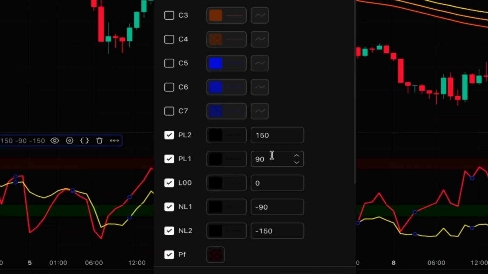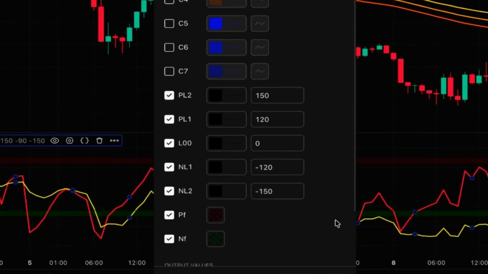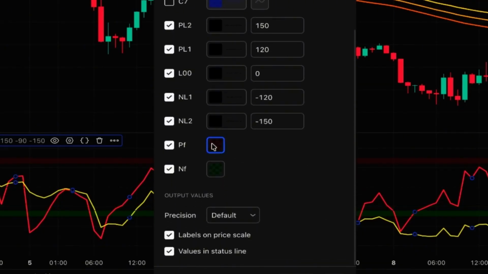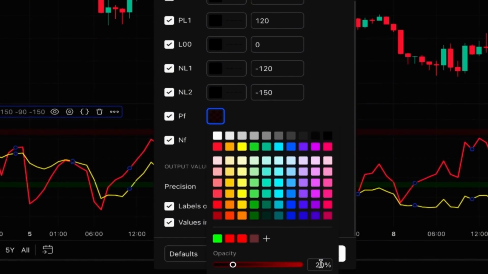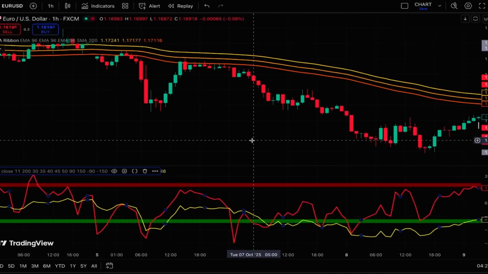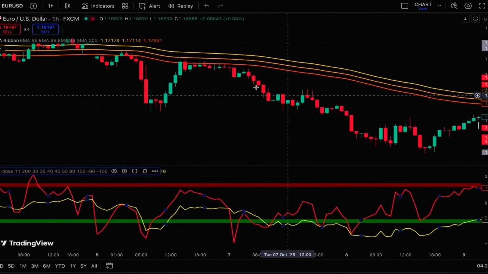And then here for overbought zone, it should be from 120 to 150. And for oversold zone, it should be from minus 120 to minus 150. And then here for the color of the zone, we increase the opacity to 70%, so they will be better visible on our price chart. All right, we're done with the settings and combinations of our indicators.